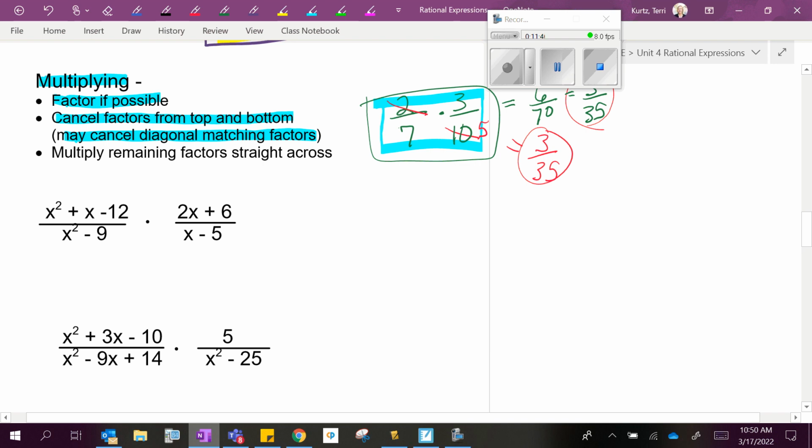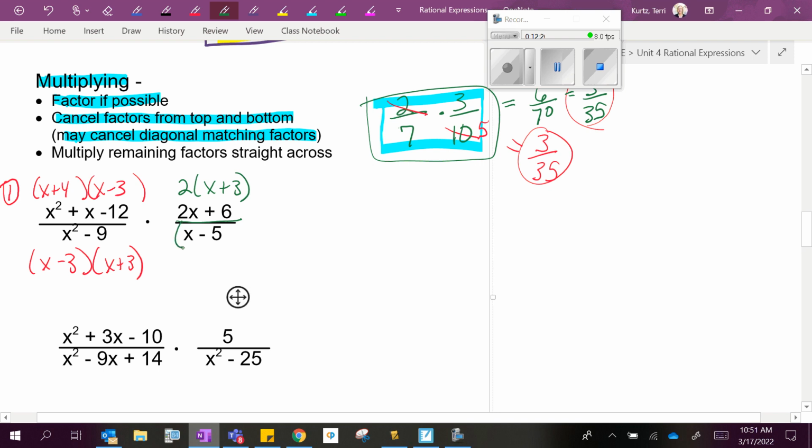So let's try one of these. Right here on number 1, I want to first factor everything I can. So I factor the denominator here. What multiplies to negative 12 and adds to 1? It's going to give me plus 4 and negative 3. I can factor the bottom. X squared minus 9 is x minus 3, x plus 3. I can factor 2x plus 6. I can take out a 2, and I get x plus 3. And then I can't do anything with x minus 5. So now I have factored everything.